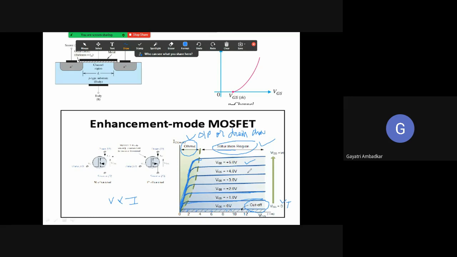Pejal said that drain current is increasing linearly with respect to VDS, so that is the ohmic region. Now tell me about the saturation region. Anyone else? Sanjay? Define the saturation region.